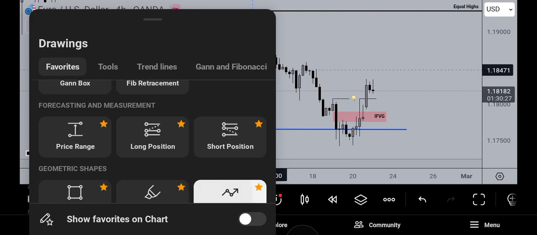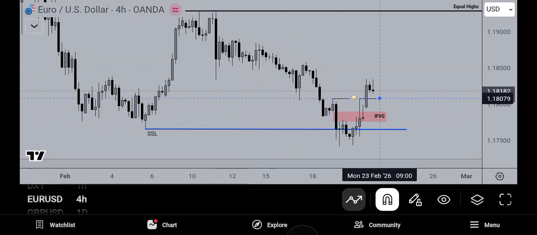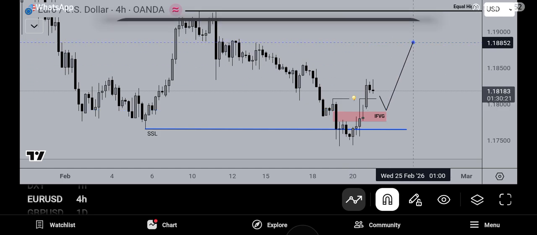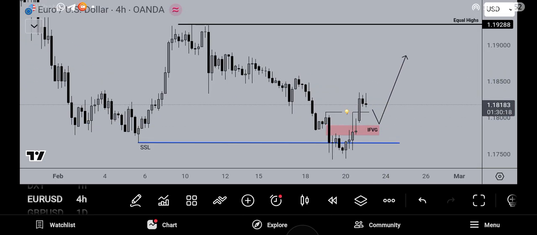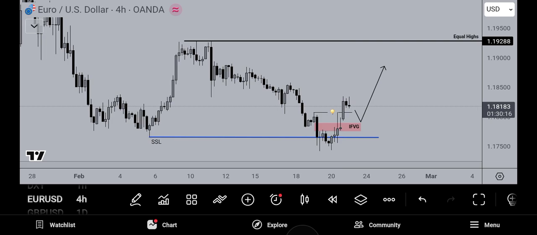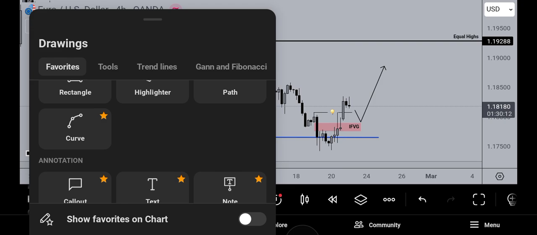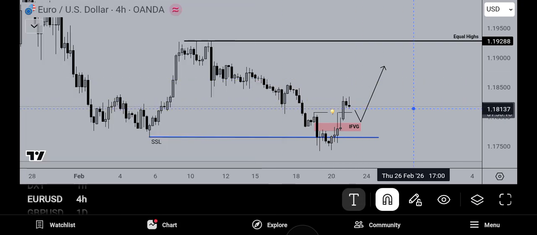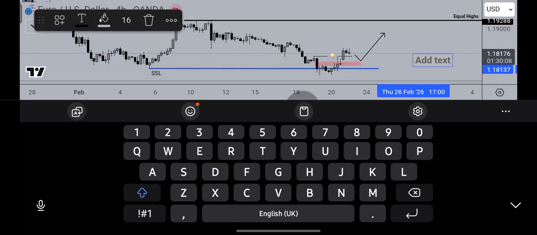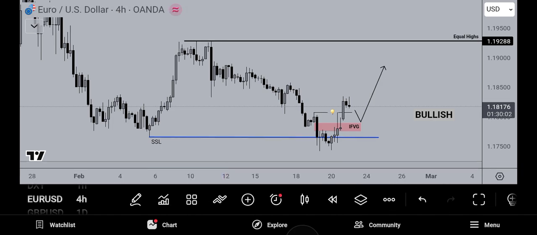Since we are bearish on the DXY, we are expected to be bullish on euro. So you return back to this place and then target those highs. Okay. So on euro dollar, we are bullish. Being bearish and being bullish doesn't mean we're going to be taking only buys. Okay. We are not going to be taking only buys.